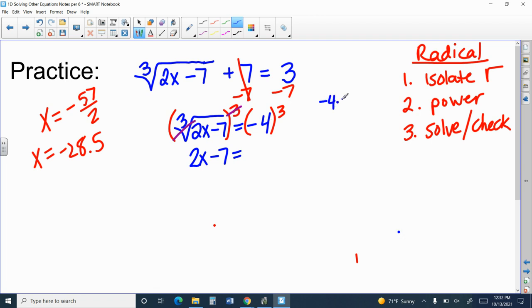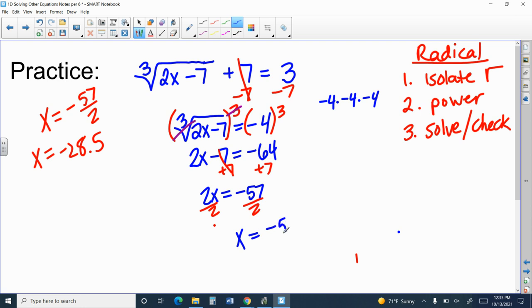On the right side, this is the only place I saw some errors on the signs. Negative 4 cubed means negative 4 times negative 4 times negative 4, which is negative 64. Then we just solve for x since it's a linear equation. So add 7. 2x equals negative 57, and then divide by 2. So the solving part looked excellent.